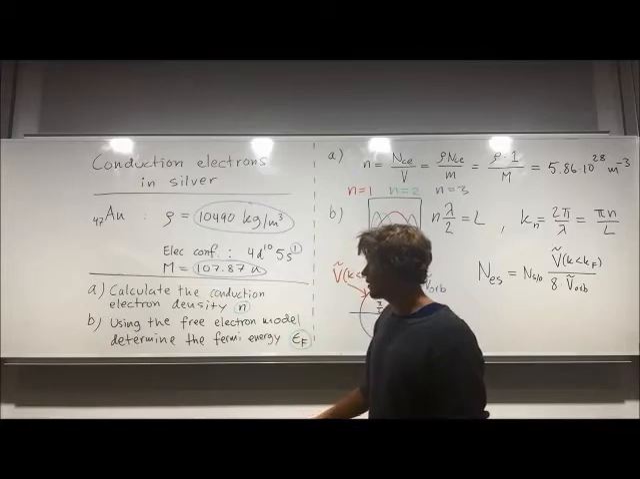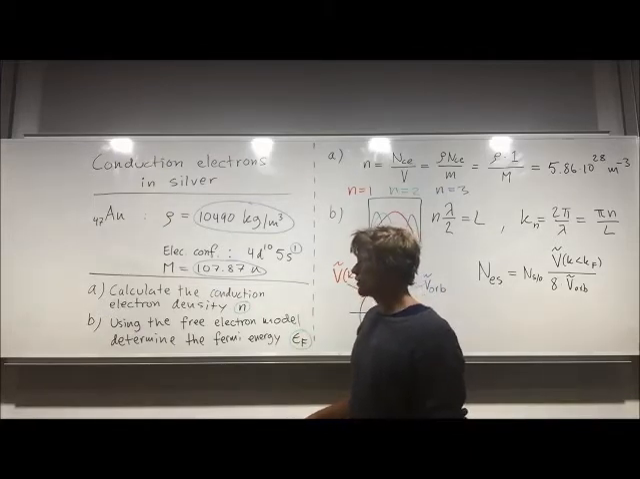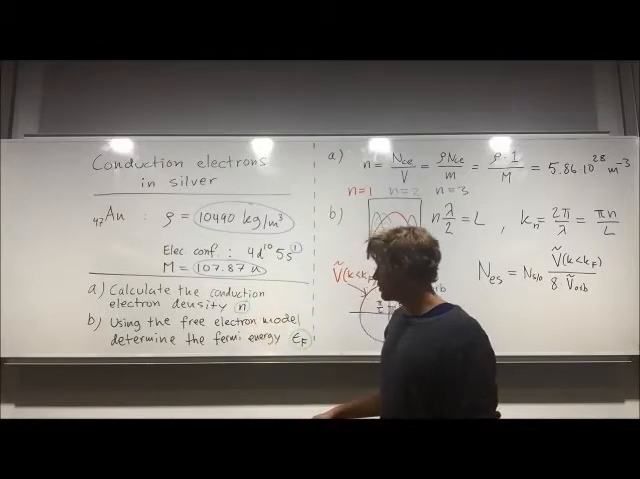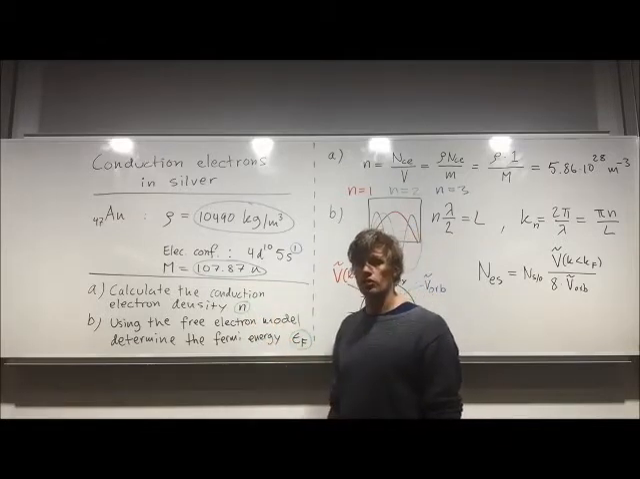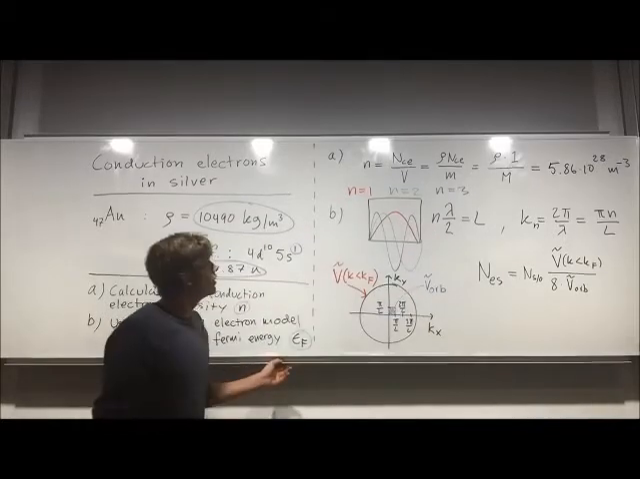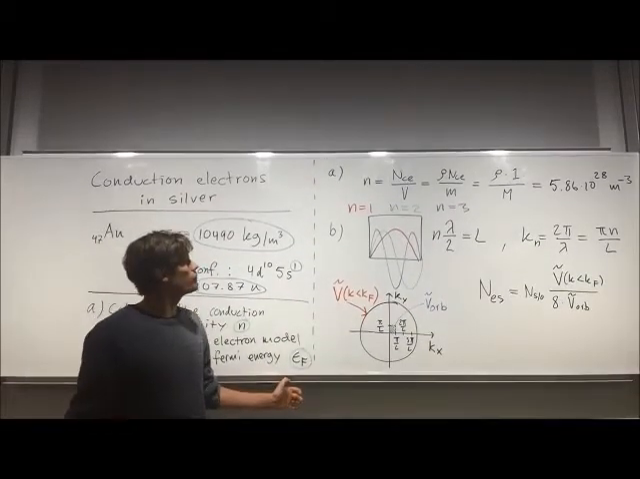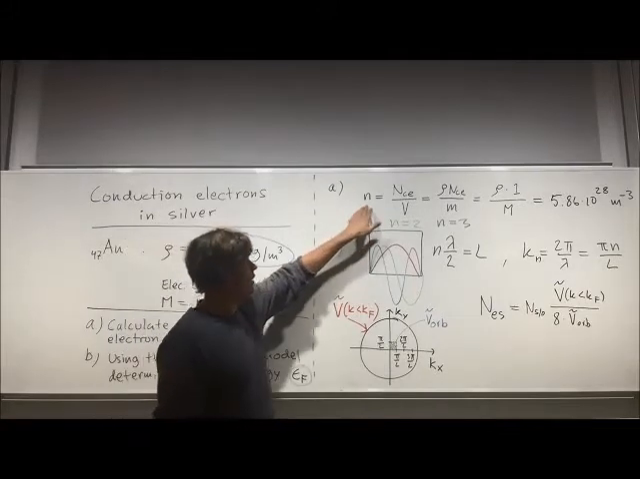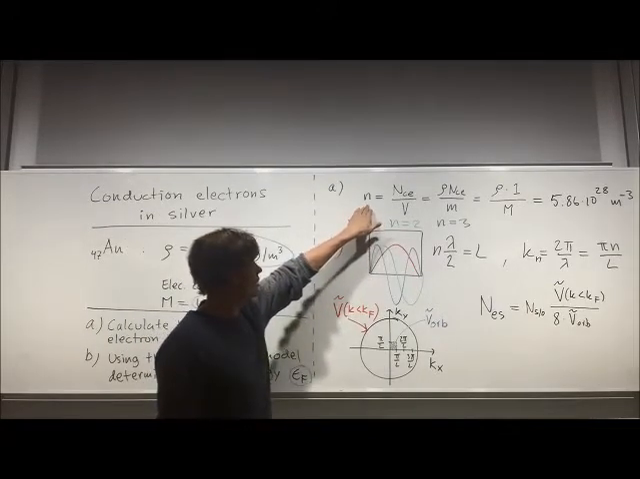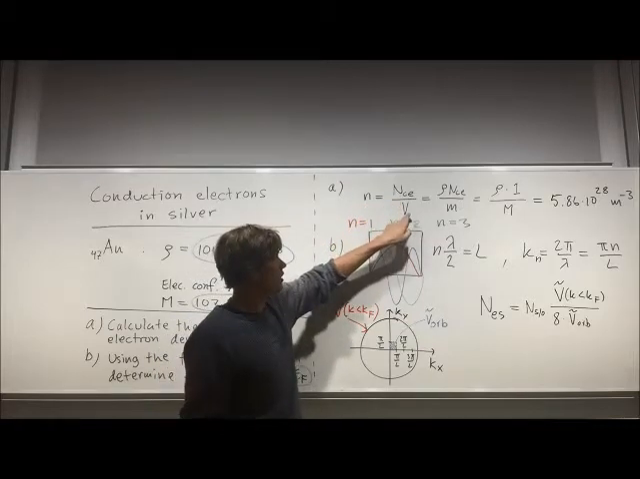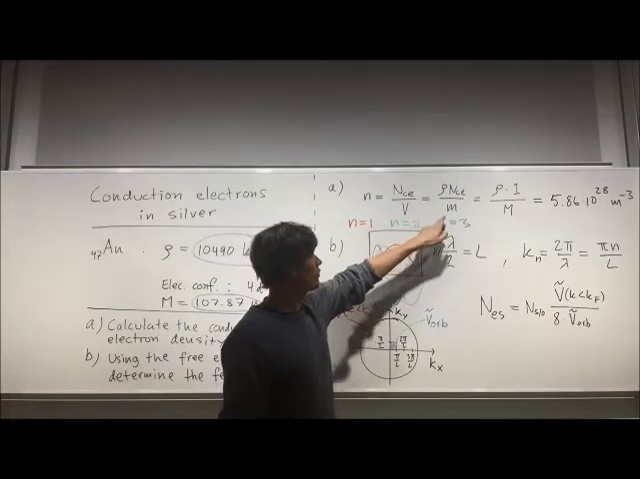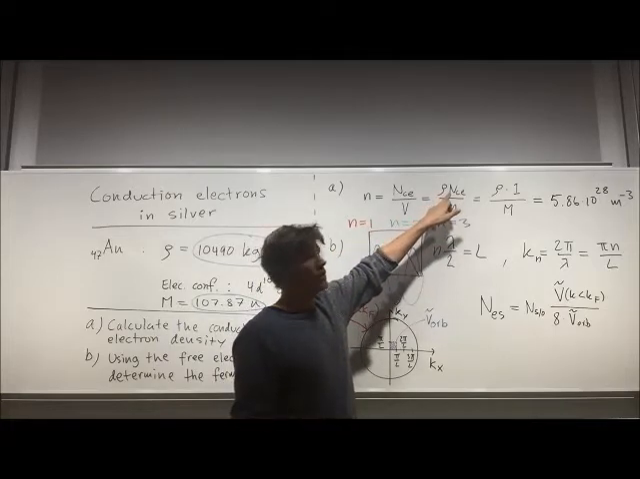And we would like to calculate first the conduction electron density, N, and then we would like to determine the Fermi energy using the free electron model. So, in order to do that, we'll basically start by deriving N here, which is equal to the number of conduction electrons divided by the volume. And you can simply just change the volume for mass divided by density.